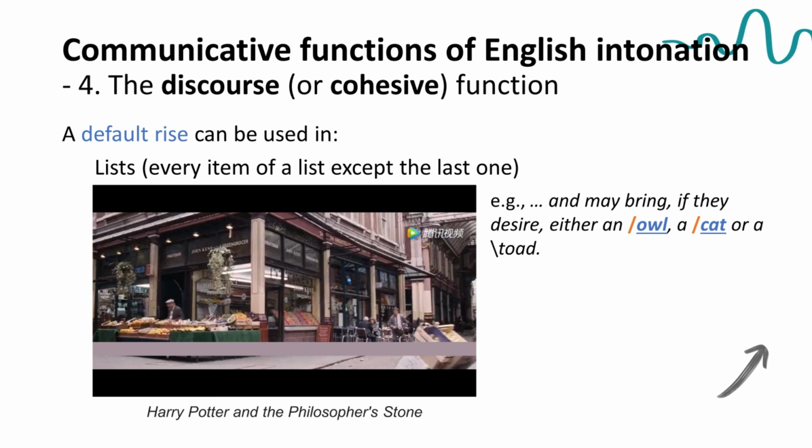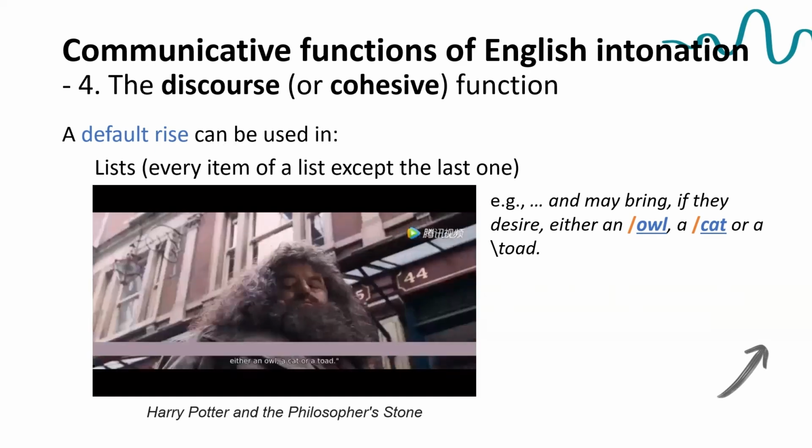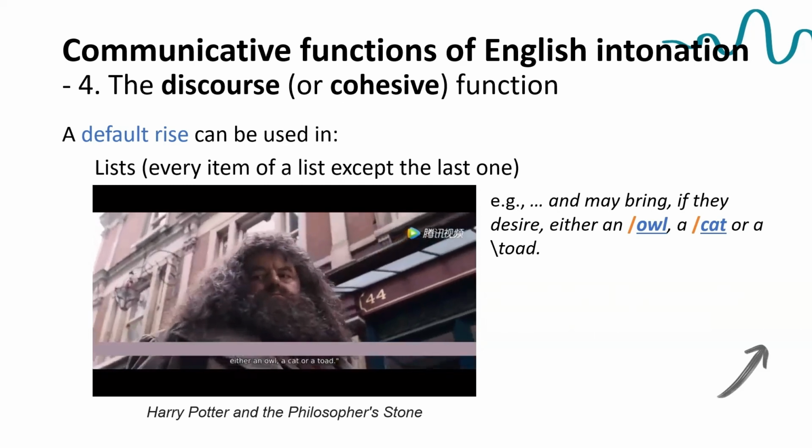So every item except the last one is realized with a rise. Either an owl, a cat, or a toad.